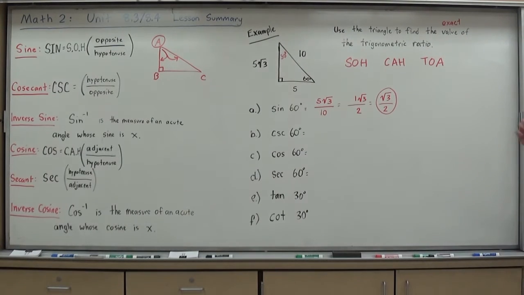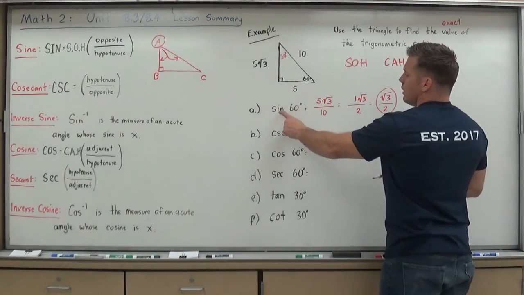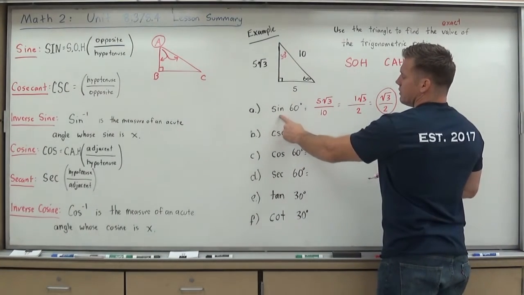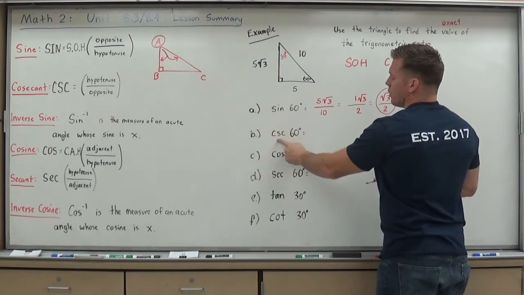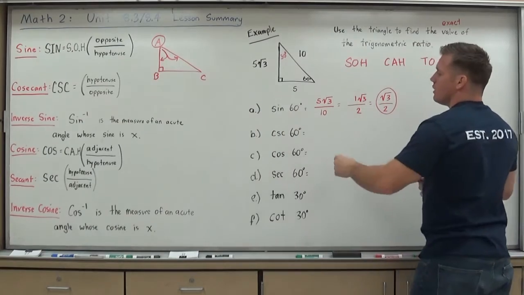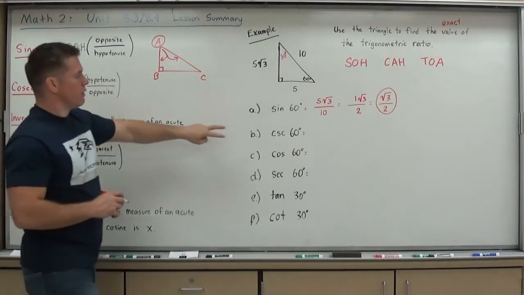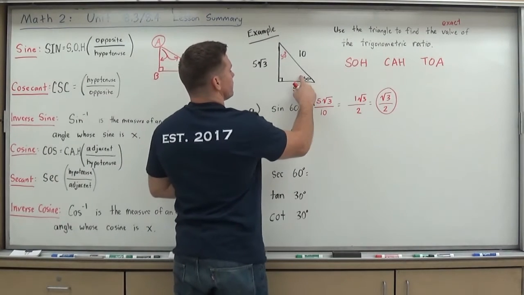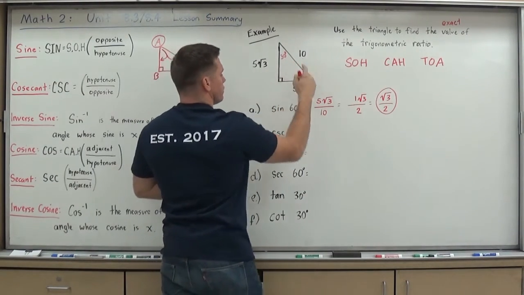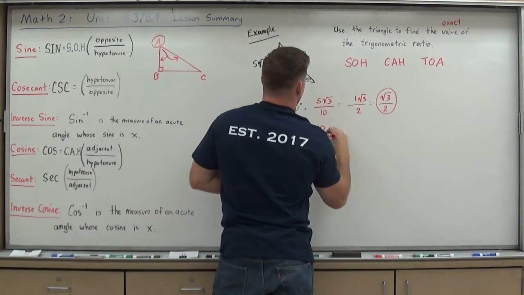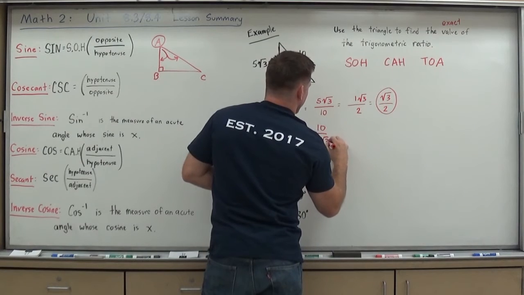Okay? Cosecant, CSC, that's our abbreviation for cosecant. Remember, sine and cosine are the ones that go together, they're opposites. So cosecant is the reverse, it's hypotenuse over opposite. So I'm going to do the same thing, reference angle 60, but instead of going opposite over hypotenuse, I'm going to go hypotenuse 10 over opposite 5 root 3.